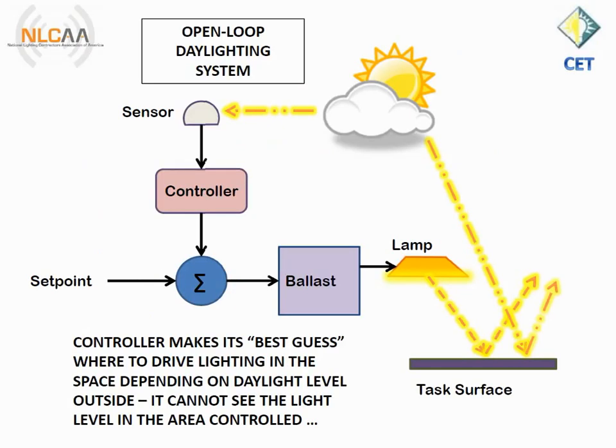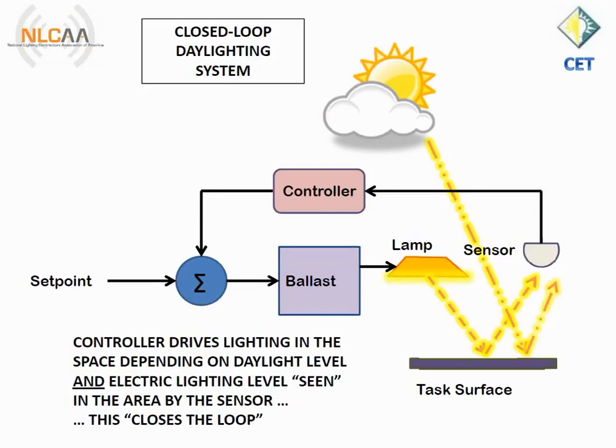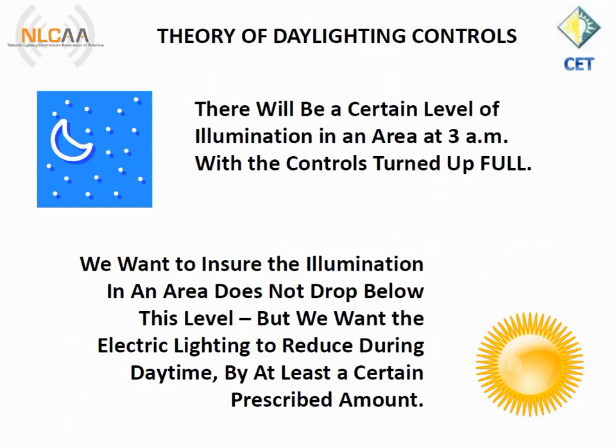Once again, an open loop daylighting system does not see the controlled lighting. This system simply sees the daylight outside and makes a quote guess unquote at where to set the interior illuminance. In a closed loop system, the sensor can see the contribution of its own controlled lighting. This is what closes the loop. The rules of daylighting are: the illuminance in a daylit zone must not drop below its true no daylight electric illuminance value during operation, but the system should still reduce lighting during operation to meet the power reduction criteria stated by the state of California.